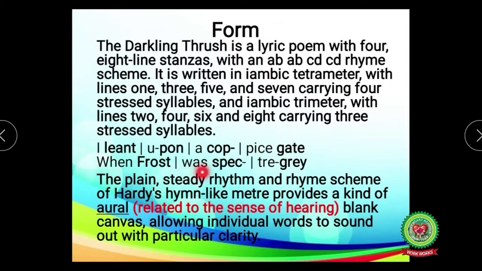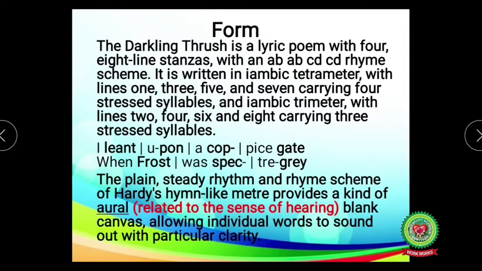So in the next line we have iambic trimeter. Now look at this next line. How many stressed syllables are there? Frost, spec and grey. 3. So there are 3 stressed syllables. So one unstressed syllable is followed by one stressed syllable and the total number of stressed syllables here is 3. So this is iambic trimeter.